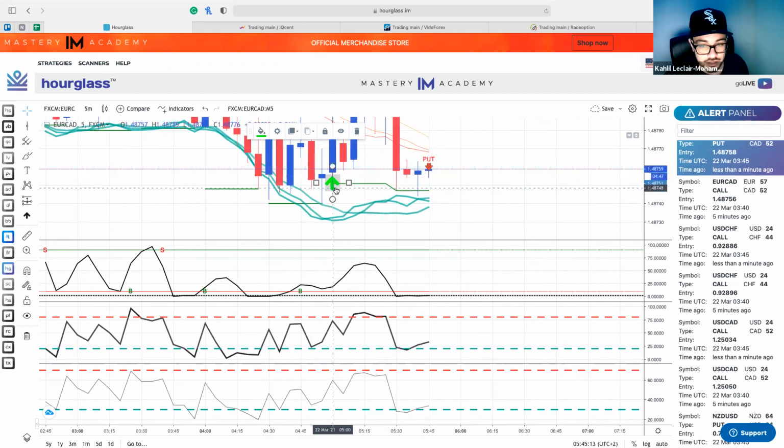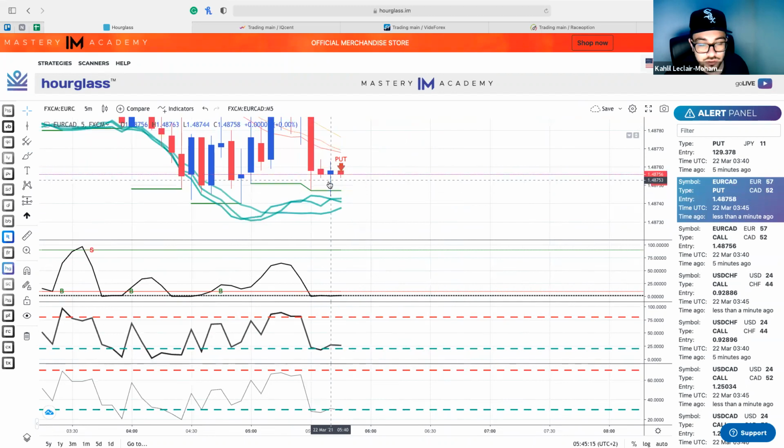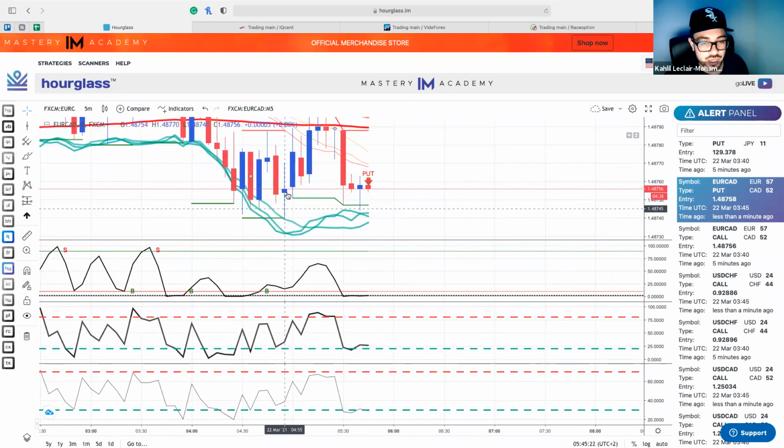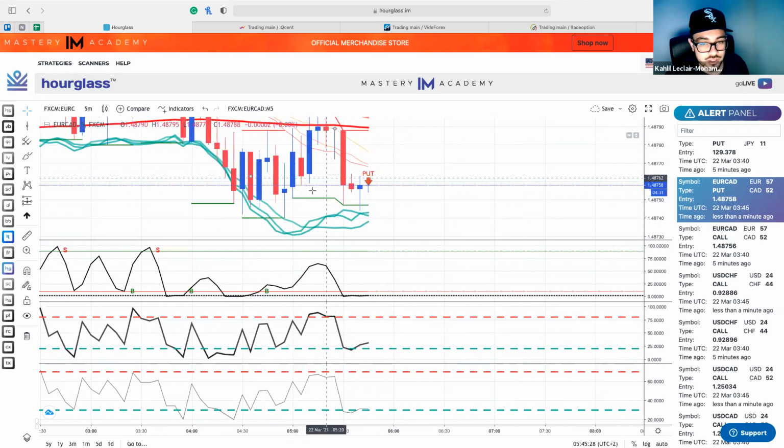Yes, it does depend. If the wick is longer on the bottom side and we're oversold, that means that price has a higher chance of going up for a buy, and vice versa.